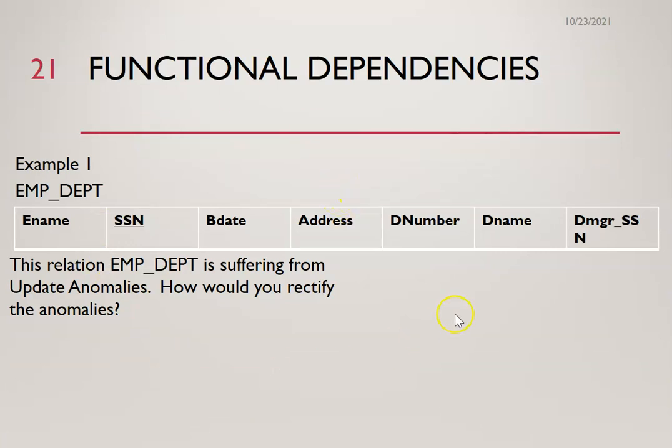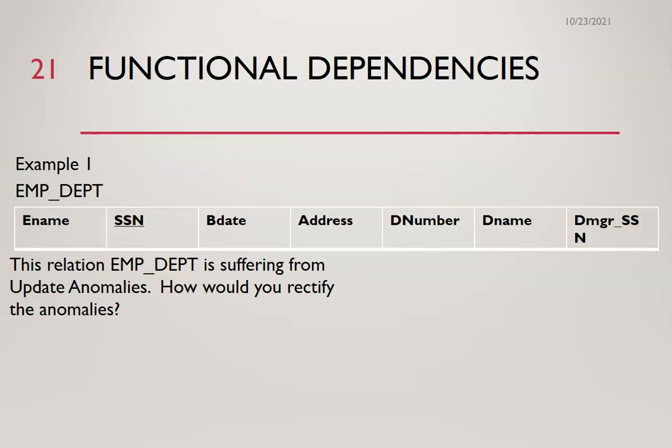So if you look at this example, this particular relation suffers from update anomalies, and they're telling you that you need to rectify them. Now, when you look at functional dependency, the first thing that you need to ascertain is the primary key of that relation, because the rule is all attributes must be dependent on the primary key. So this particular table suffers from update anomalies. Why? Because there is an aspect of redundancy.